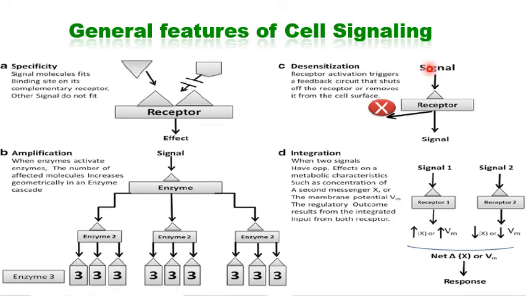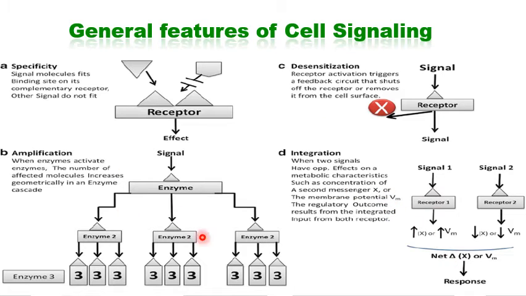After the signal is received on the receptor, the receptors are cut out, meaning removed from the cell surface. And the next feature is integration. When two signals are opposite, when two receptors are present in the same cell, then it leads to the formation of secondary messengers.